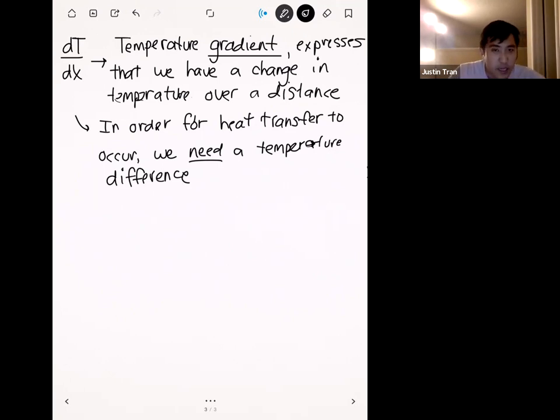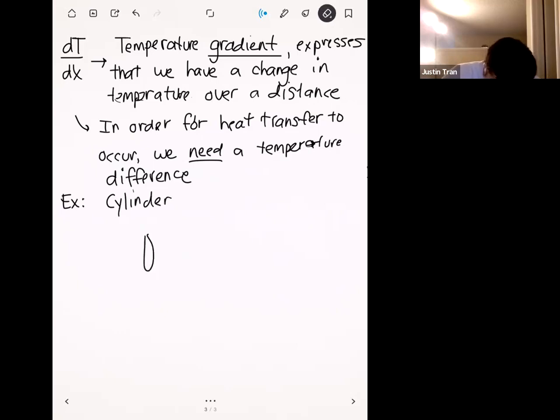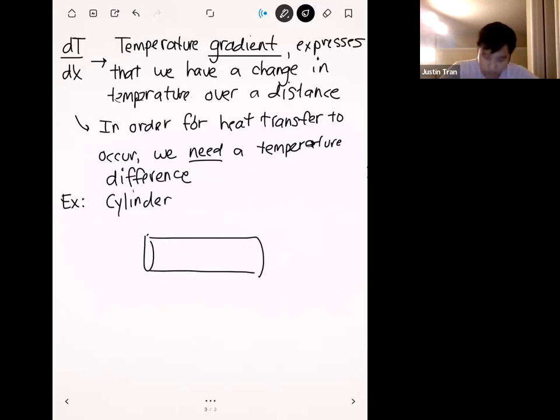And so, as a very simple example, let's consider a case where we have a cylinder. I'm going to draw a cylinder just like this. On one side, we're going to have a temperature T1.